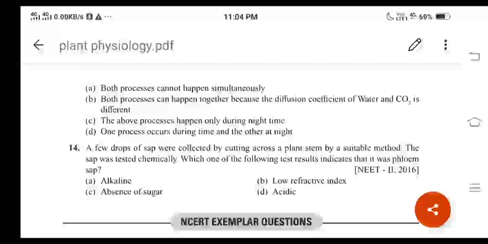Okay, this is the main reason, right? So we consider option A is the correct answer. It is alkaline, right? Okay. Then let us move on to the next question.